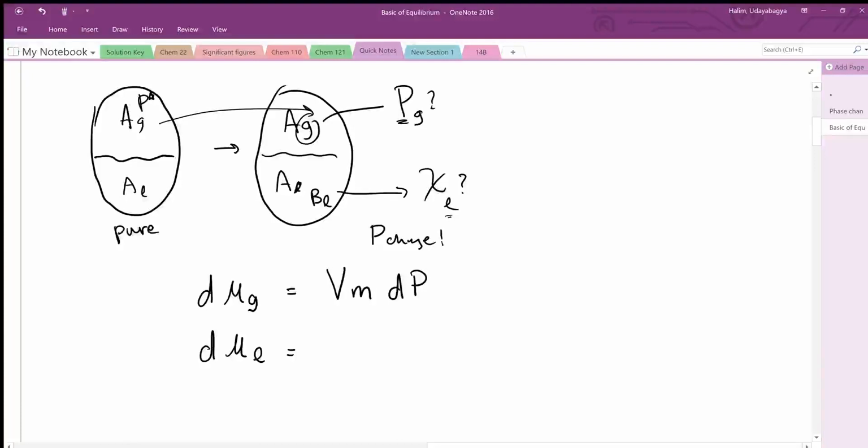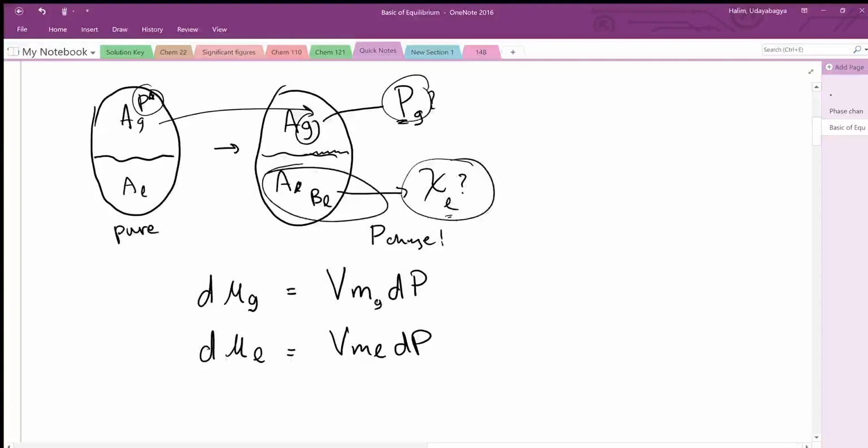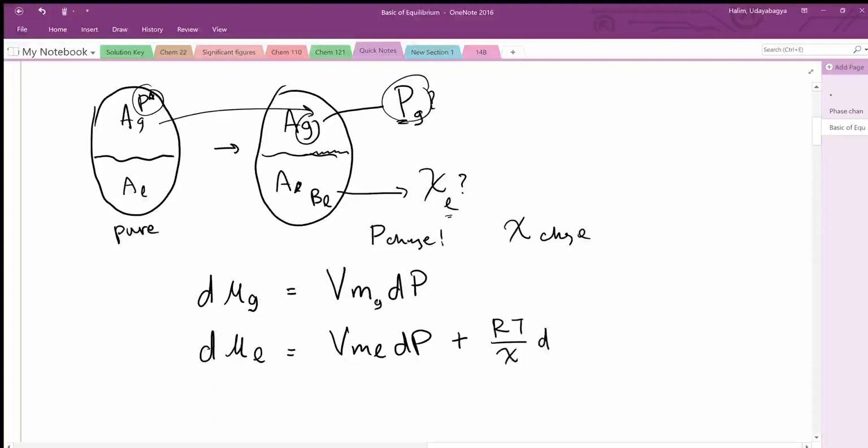So how about the one in the liquid phase? Well, if this is just pure A and B, the pressure on the surface of this liquid will also change because the partial pressure is changing. So this is Vm of the gas, and this is Vm of the liquid times dP. But there's also one additional thing: the concentration in the liquid phase is changing to some new mole fractions. So I have to add a term for how the mole fraction is changing, and that's going to be an additional RT over chi d chi.